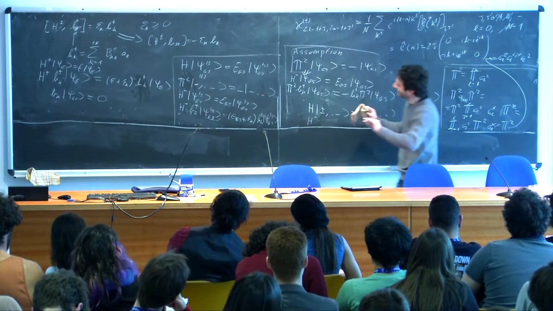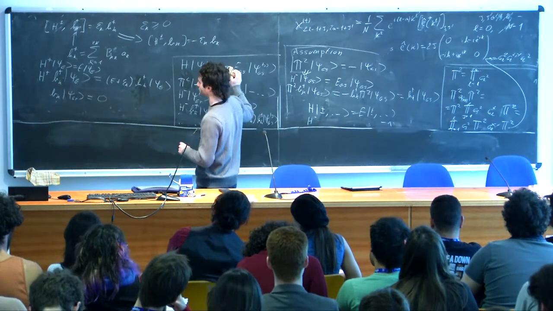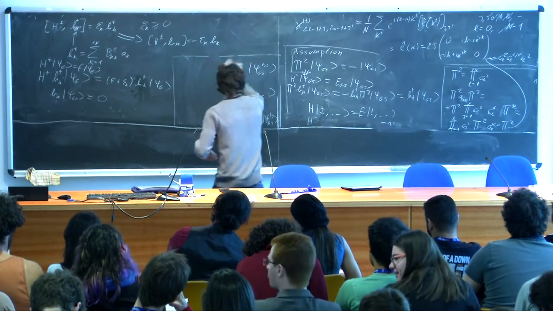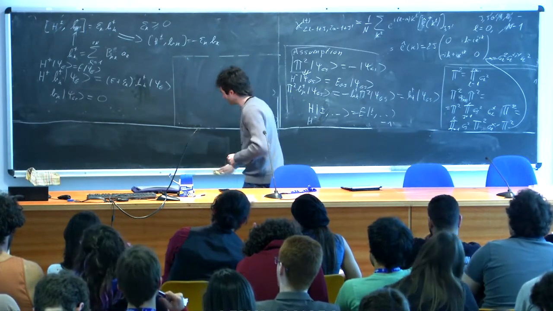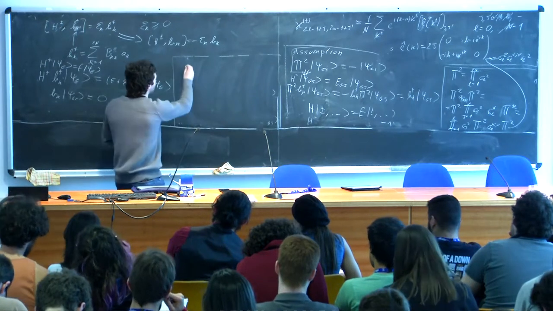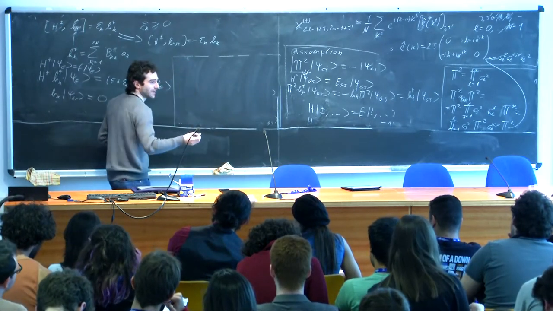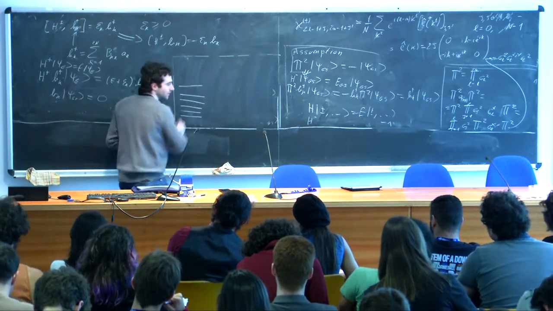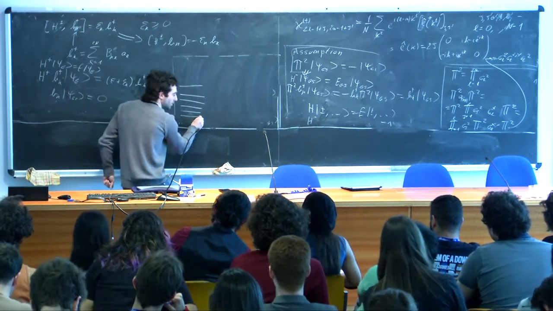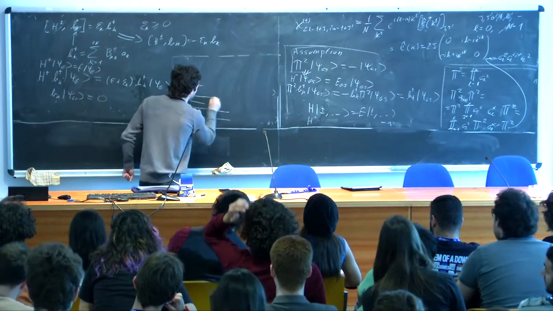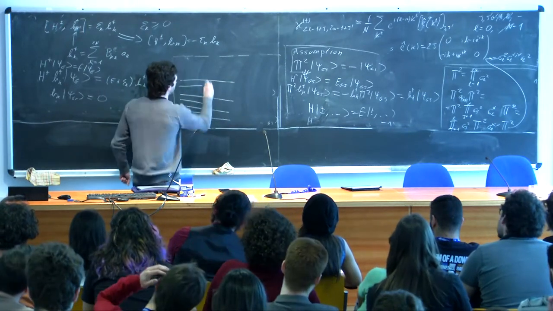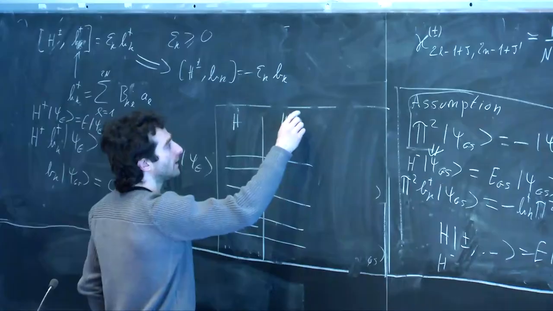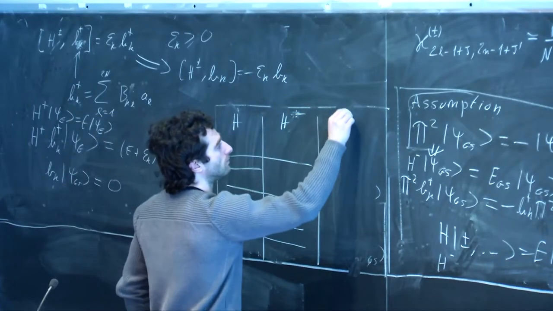This is not complicated. It's just a problem of understanding one another. Probably a graphical representation is better. So we have all the eigenstates of H. Some eigenstates of H are eigenstates of, okay, this is H, this is H plus, H minus, for example, and this is H plus.